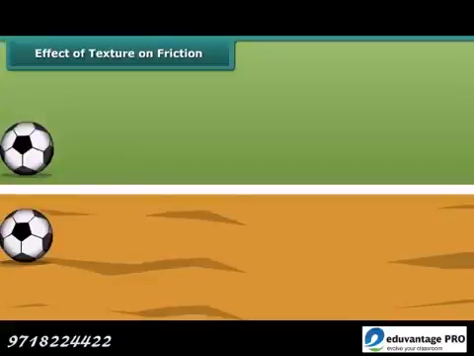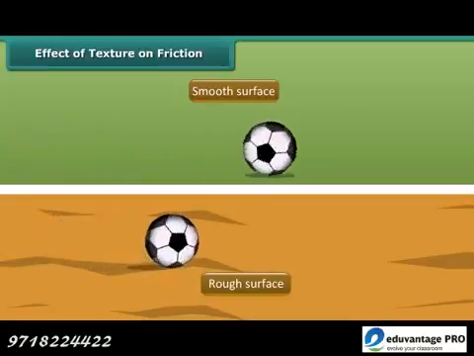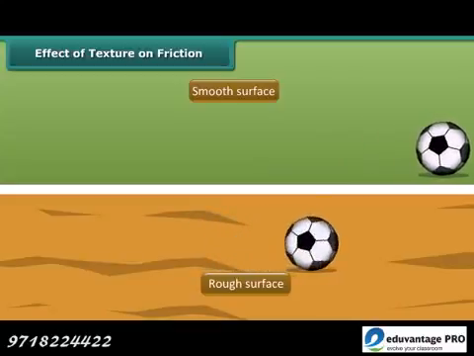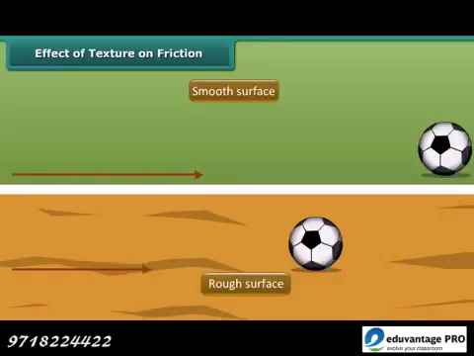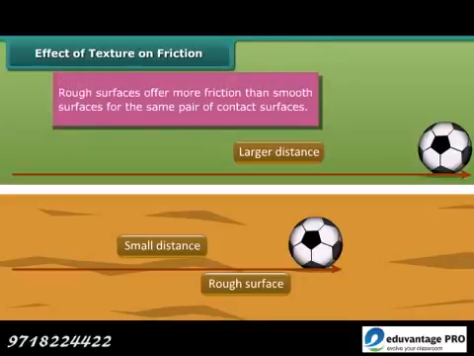In the figure, a ball is rolled on a smooth surface and another similar ball on a rough surface. As you see here, both the balls start rolling on different surfaces with the same speed, same force and at the same time. But the ball rolling on the smooth surface travels a larger distance than the ball rolling on the rough surface. This shows that rough surfaces offer more friction than smooth surfaces for the same pair of contact surfaces. This example proves that friction depends on the texture of contact surfaces.